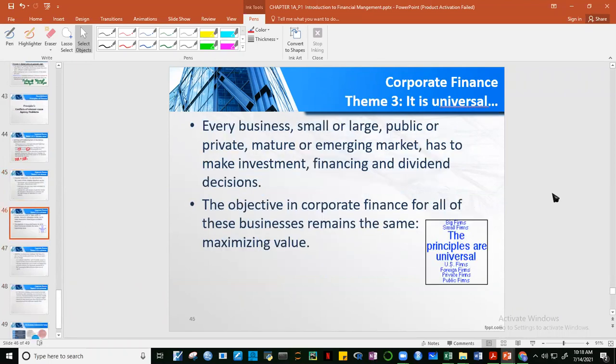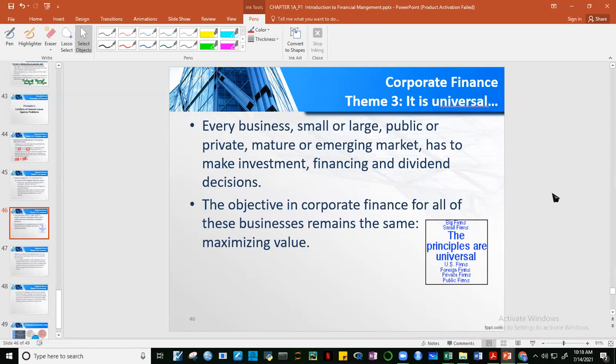Third, guys, it is universal. Ano ibig sabihin ng universal? Maliit ka man o malaking firm, okay, public firm ka man or private, nasa mature industry ka man or nasa emerging market ka, any situation, guys, any firm will have to make these three decisions: investment, financing, and dividend decisions. So this corporate finance is universal.